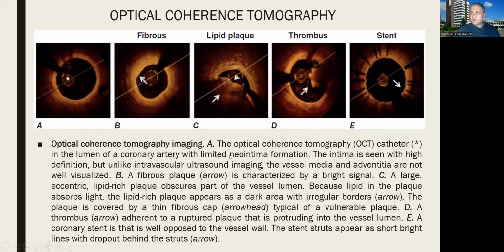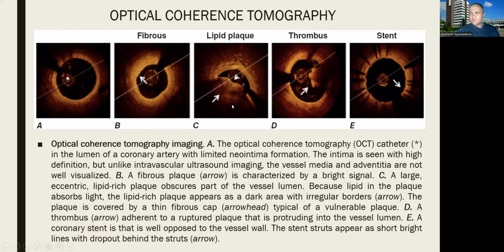Optical coherence tomography imaging: the optical coherence tomography catheter in the lumen of a coronary artery with limited new intima formation. This is figure A. The intima is seen with high definition, but unlike intravascular ultrasound imaging, the vessel media and adventitia are not well visualized. B. Fibrous plaque, arrow. Yes, this is fibrous plaque. It is characterized by a bright signal.